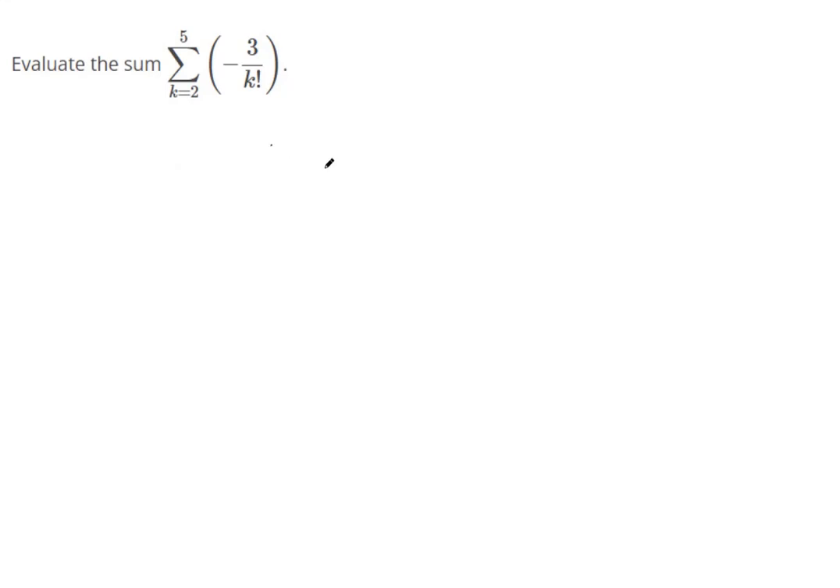We're asked to evaluate this sum. So in case this is your first time seeing factorial, if you have a number 5 factorial, that means 5 times 4 times 3 times 2 times 1, like that.